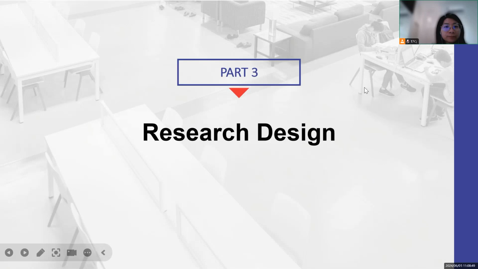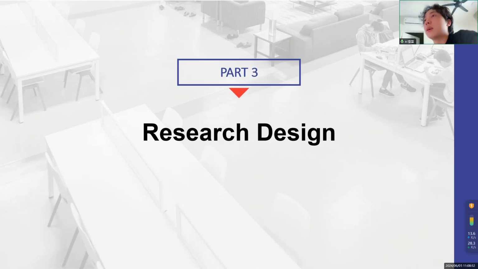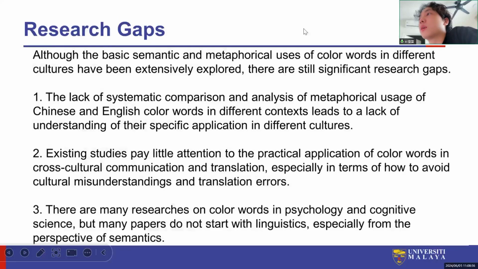Now I'm going to talk about the research design. The research design part consists of the research gaps, research questions, and research design. So first, I'm going to talk about the research gaps. Although the basic semantic and metaphorical use of color words in different cultures have been extensively explored, there are still significant research gaps.